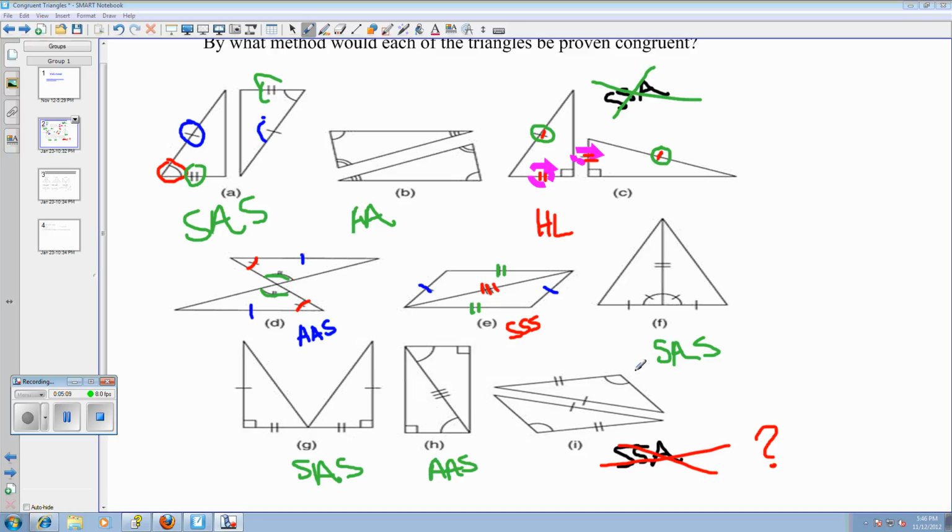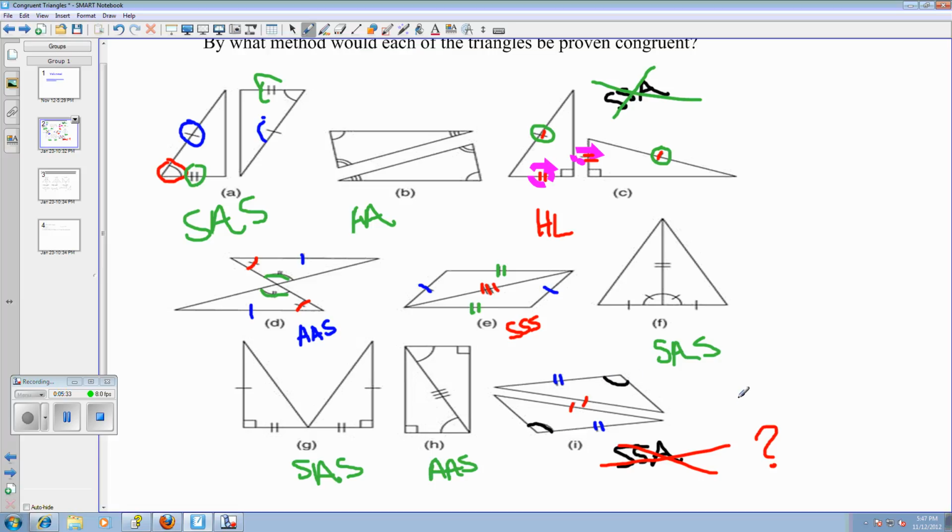Now, let's look at I. Remember, we don't have a side-side-angle postulate, and all that we are given as congruent are these two sides along with these two sides and this angle over here.